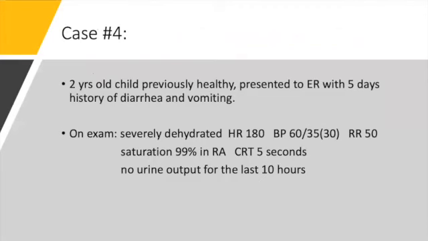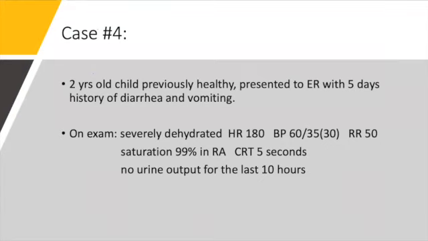Good. So we'll proceed with the 4th case. A 2 year old child with a 5 day history of diarrhea and vomiting at the emergency department. The child is severely dehydrated, tachycardic, hypotensive, tachypneic, saturation maintained in room air, poorly perfused with a cap refill time of 5 seconds. And as per the mother, there was no urine output for the last 10 hours.